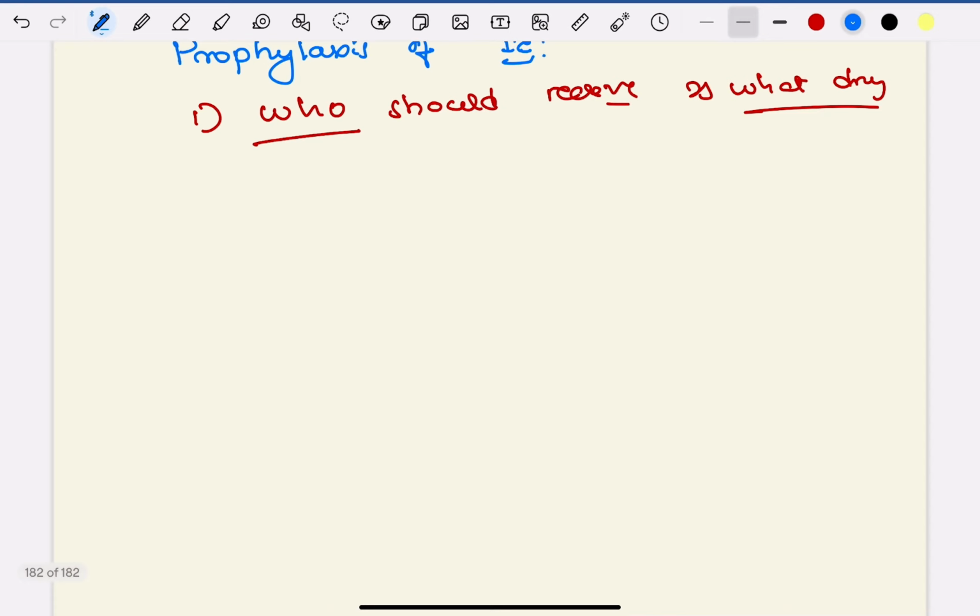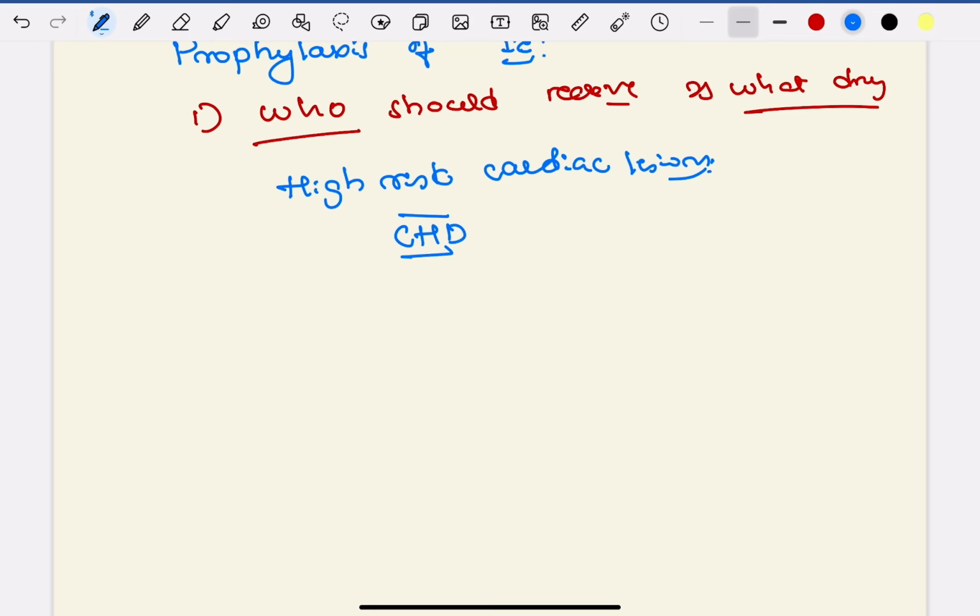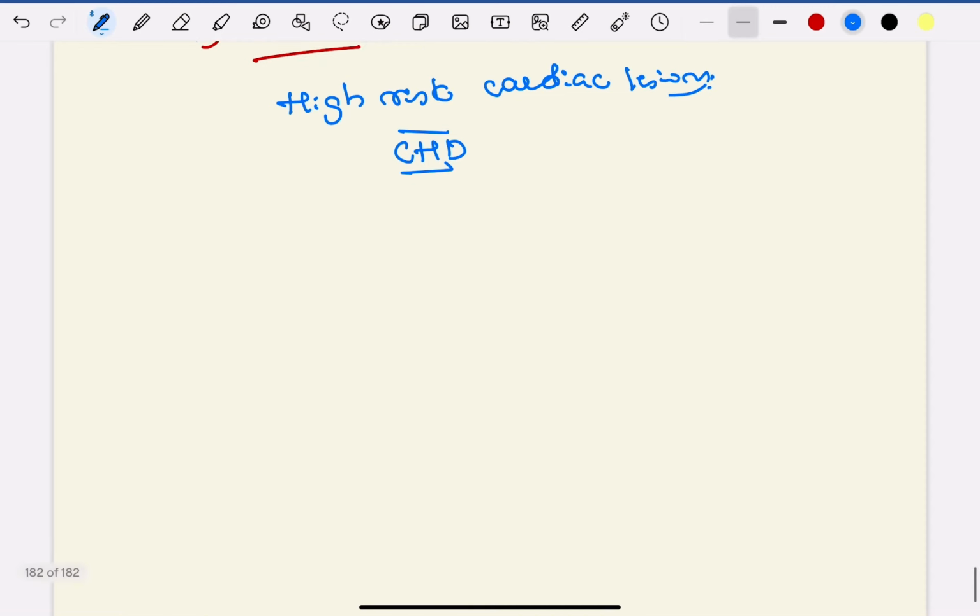Infective endocarditis prophylaxis is for those who have high risk cardiac lesions. So what are these high risk cardiac lesions? It is nothing but your CHD. CHD here stands for congenital heart disease, and CHD also is a mnemonic to remember the high risk cardiac lesions for infective endocarditis, where C stands for obviously congenital heart disease. Congenital heart disease here, like unrepaired cyanotic congenital heart disease, you have to give prophylaxis.